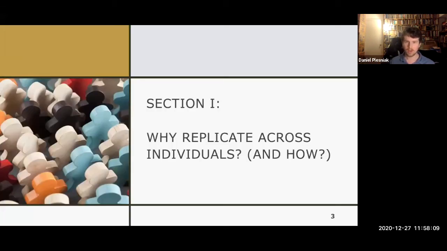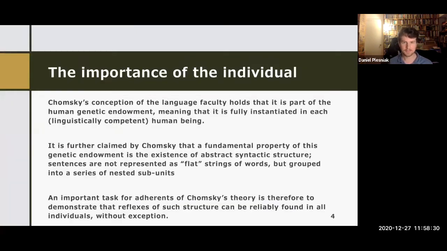Section 1: why replicate across individuals, and how? And I guess individuals triggers PowerPoint to suggest me these little wooden men who are different colors. So, I mean, there's going to be a theme here, right? They're all different, yet there are certain replicable aspects across these little men. They're all the same shape. So again, I thought it was an okay image.